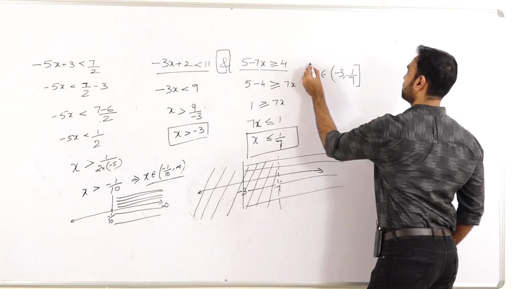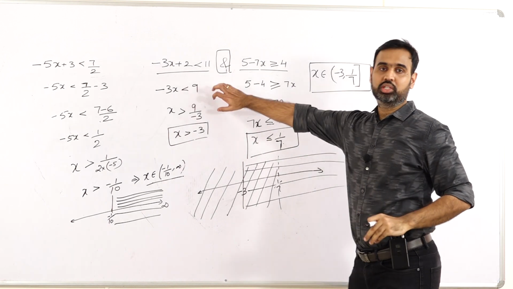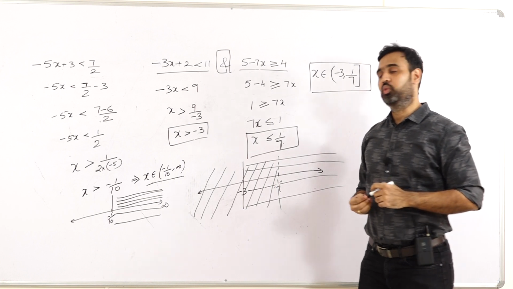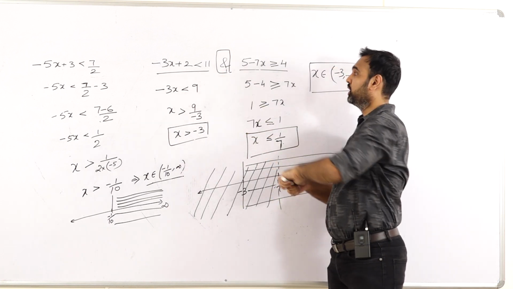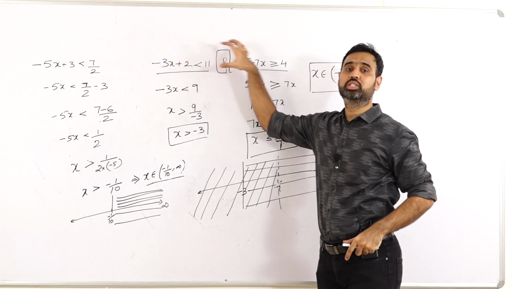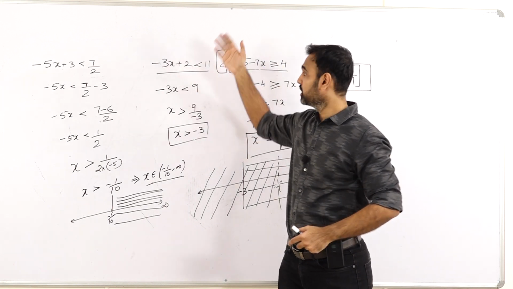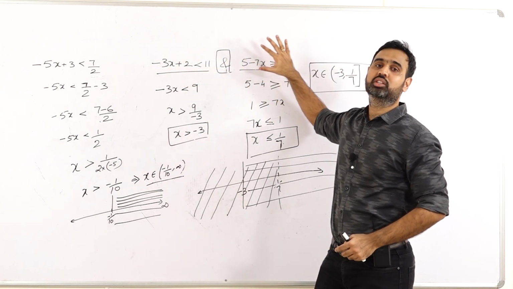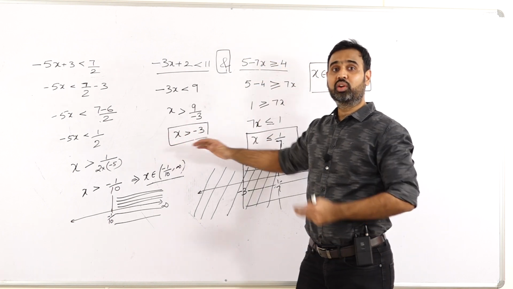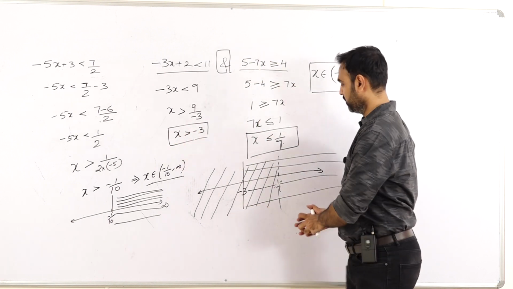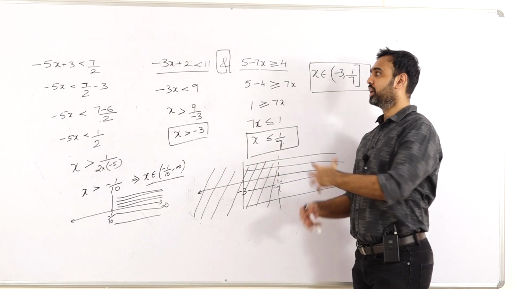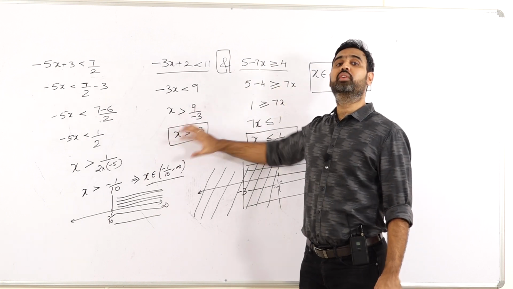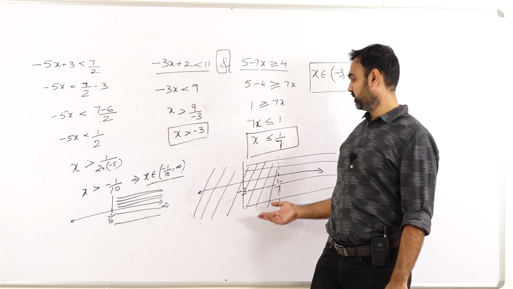So this is the solution set for these two inequations, minus 3x plus 2 less than 11, 5 minus 7x greater than or equal to 4. So this particular condition, this connectivity is very important. How are these two inequations connected? Using an AND sign, which means x satisfies this inequation. At the same time, x also satisfies this inequation. So the values of x satisfying both the conditions at the same time is this region. Both the conditions are satisfied at the same time. So you solve for this inequation, solve for this inequation, see the common values of x satisfying both. That's it. That is what this means.